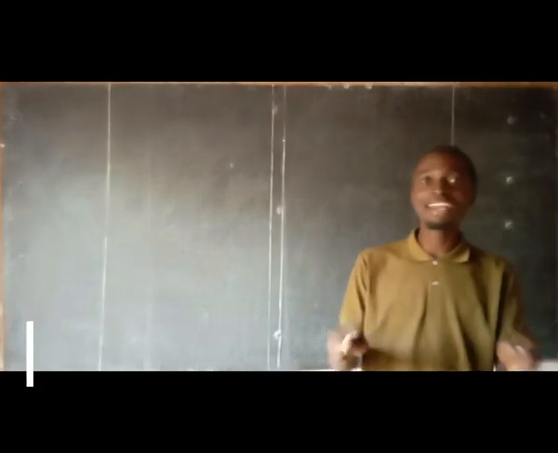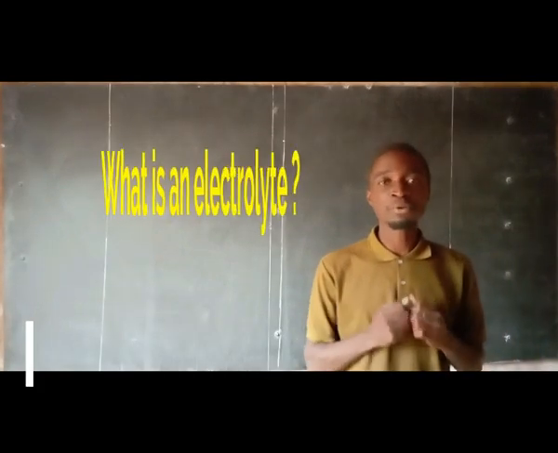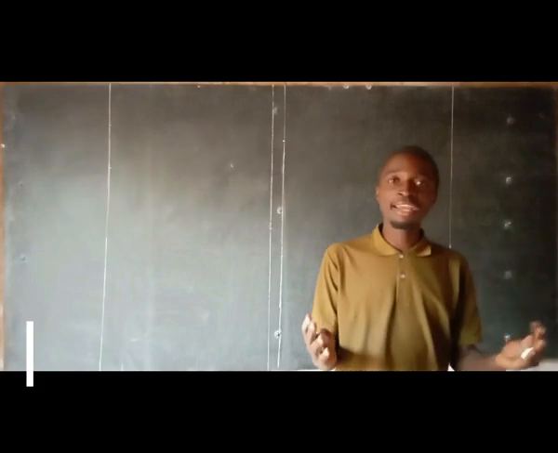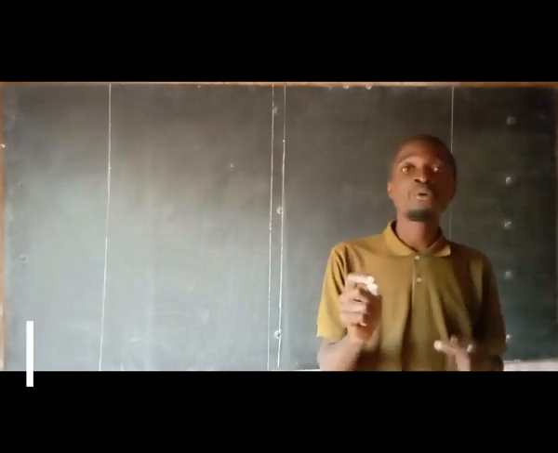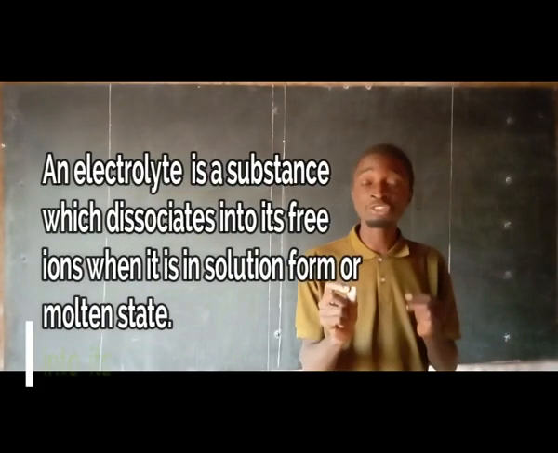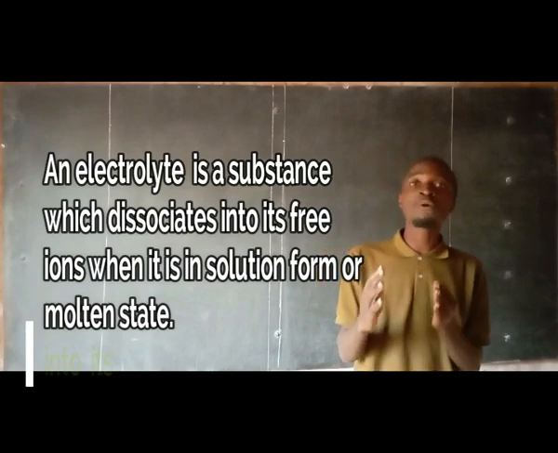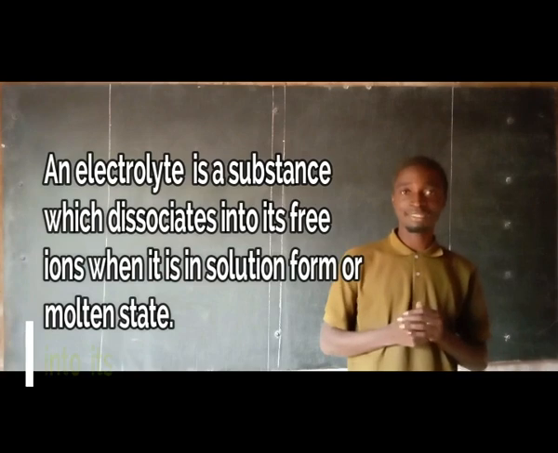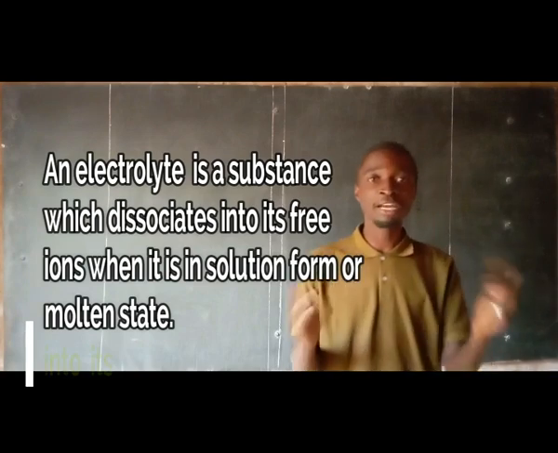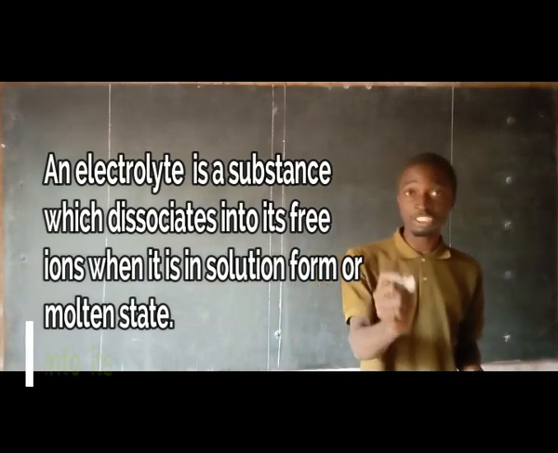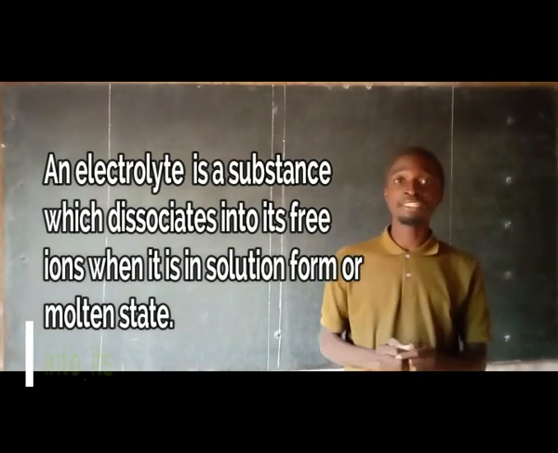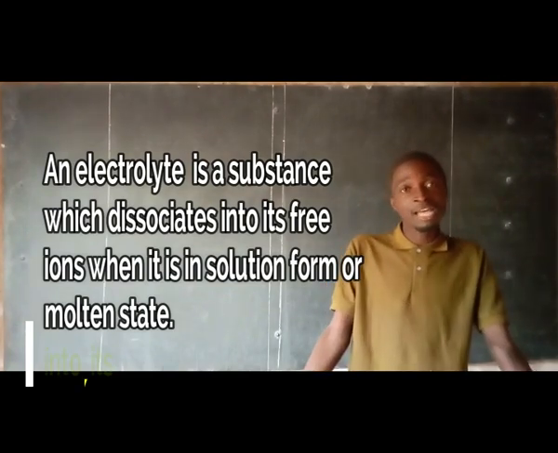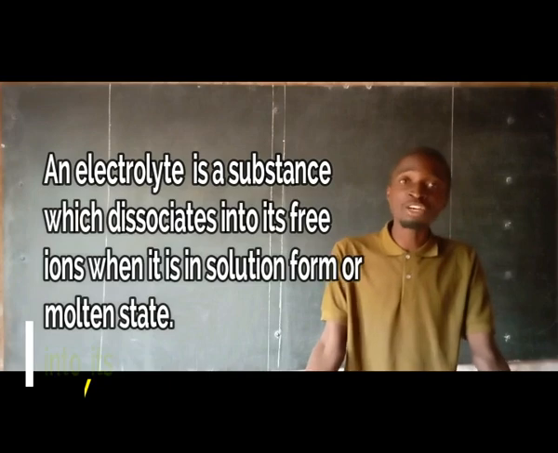What is an electrolyte? Simply we say an electrolyte is a substance which dissociates into its free ions when it is in a solution form or in a molten state. A good example of an electrolyte is our table salt, sodium chloride. Sodium chloride is a good example of an electrolyte.